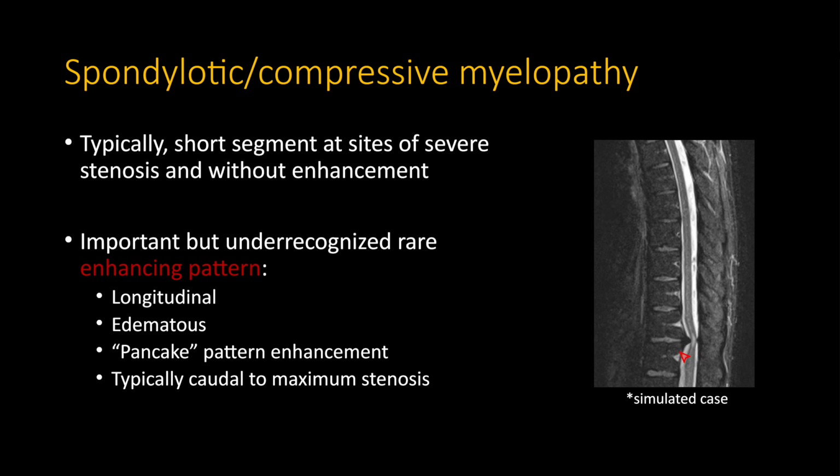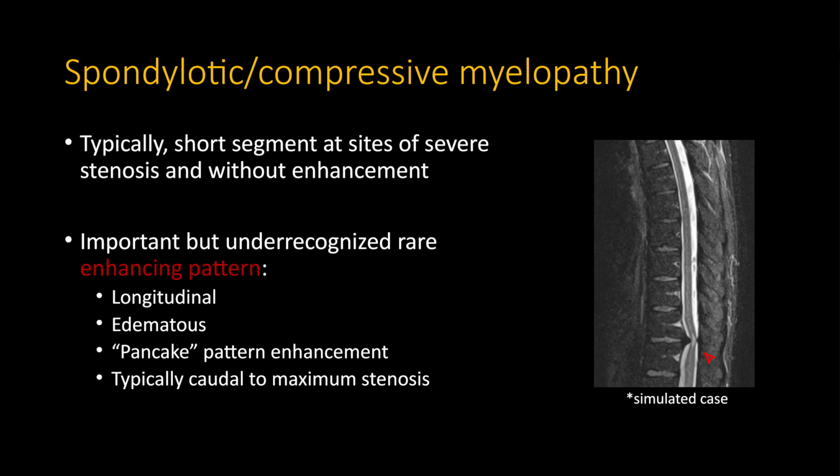So here's a simulated case: you have some disc bulge, you have some ligamentum flavum thickening, the cord is compressed, and you have some somewhat ill-defined hyperintensity within the cord just at the site of the severe stenosis, and these typically will not enhance. So that's the most common situation with spondylitic myelopathy.